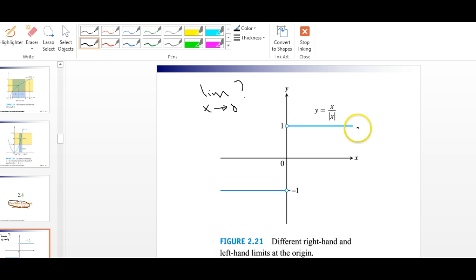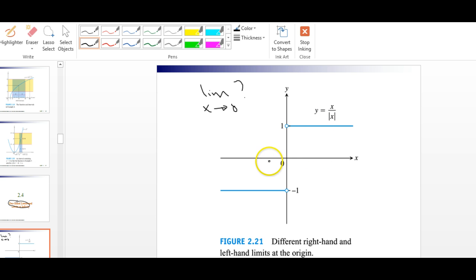Now if you approach from the right, so x is approaching 0 from the right. So x is here, say the value is 1. Come down here, value is 1. Come down here, value is still 1. So approaching 0 from the right, the value keeps at 1. From the left, as x approaches, it is negative 1, negative 1, negative 1. From the right it is 1, 1, 1.